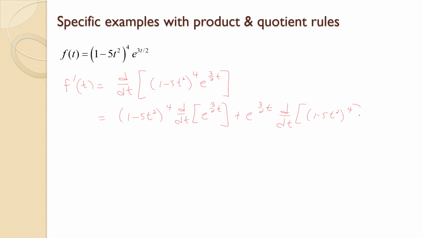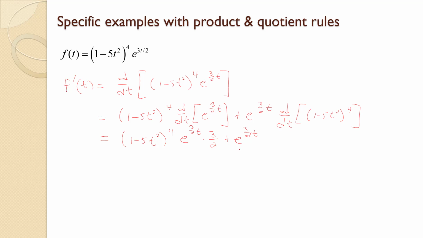There we go. Now I go back, and anywhere I see a derivative operator, I just do the derivative rule. So that would then be equal to, I'd have a 1 minus 5t squared to the 4th power. The derivative of e to something with respect to t, that would then be the e to the something, and I tack on the multiplication of the derivative of the something, the exponent in terms of t. Well, the derivative of 3 halves t in terms of t is easy. It's just 3 halves. So I'll write 3 halves. Then I have plus e to the 3 halves t.